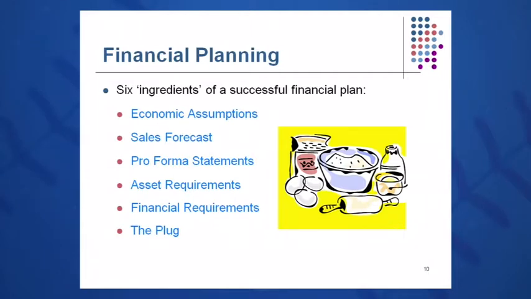Asset requirements, what kind of property, plant, and equipment do we need to buy and build if we need to hit this sales forecast? And what are the financial requirements in the capital structure? What kind of debt and equity will I take on to grow as fast as we want to grow?